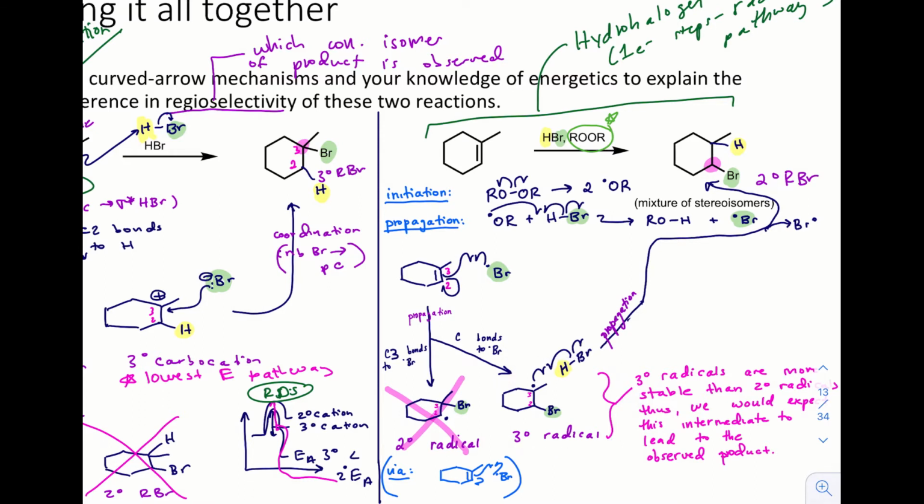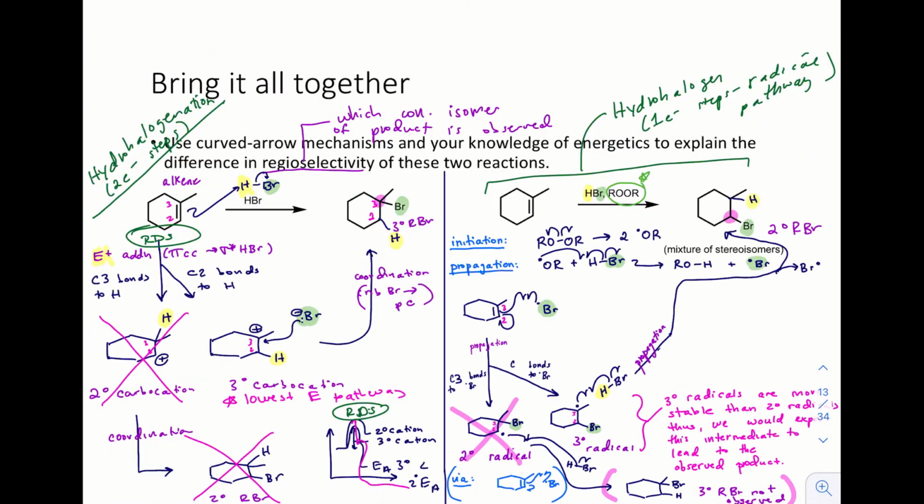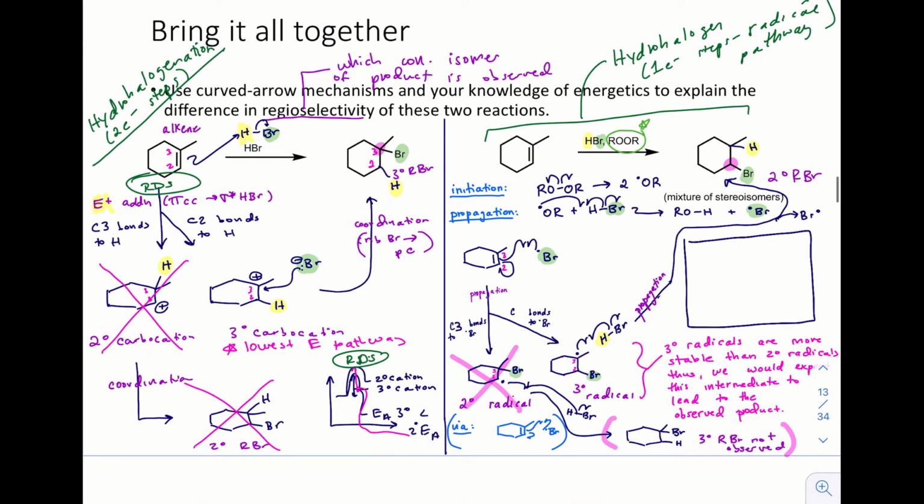And so since the secondary radical is not expected to be formed, then neither is the product resulting from the secondary radical, which would be the tertiary alkyl halide. However, the more stable tertiary radical does continue on this propagation pathway, reacting with HBr to generate the secondary alkyl bromide. So one more time, in both cases, the reaction does proceed via the lowest energy pathway. It's just that the pathways are different.